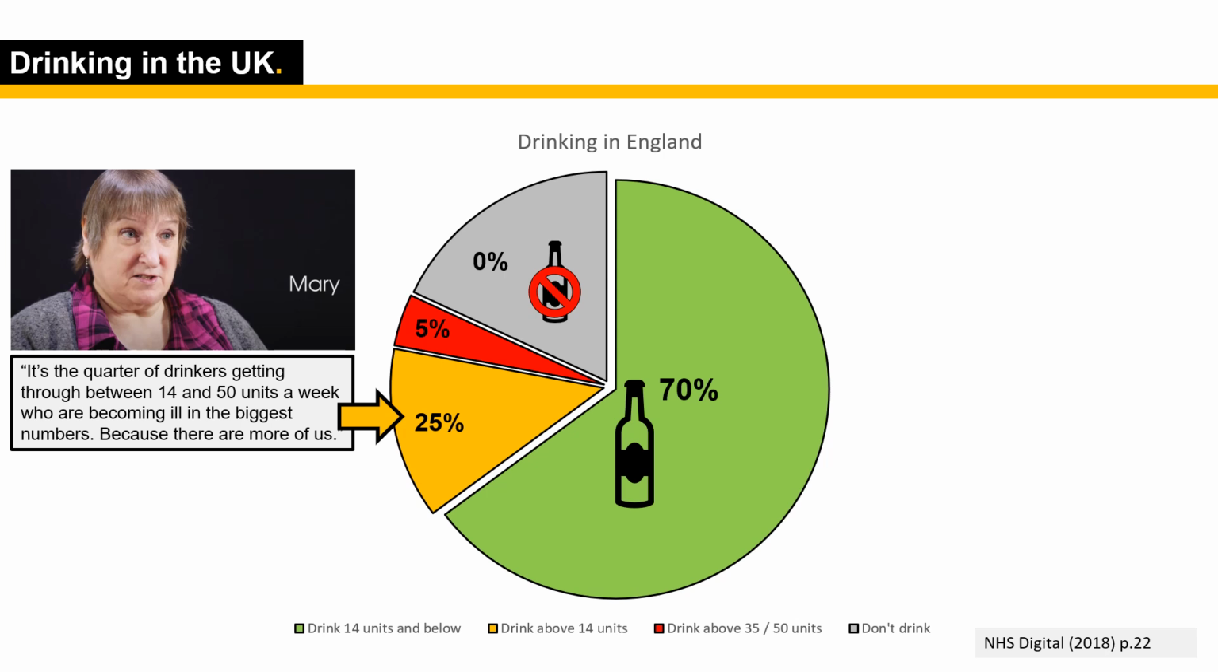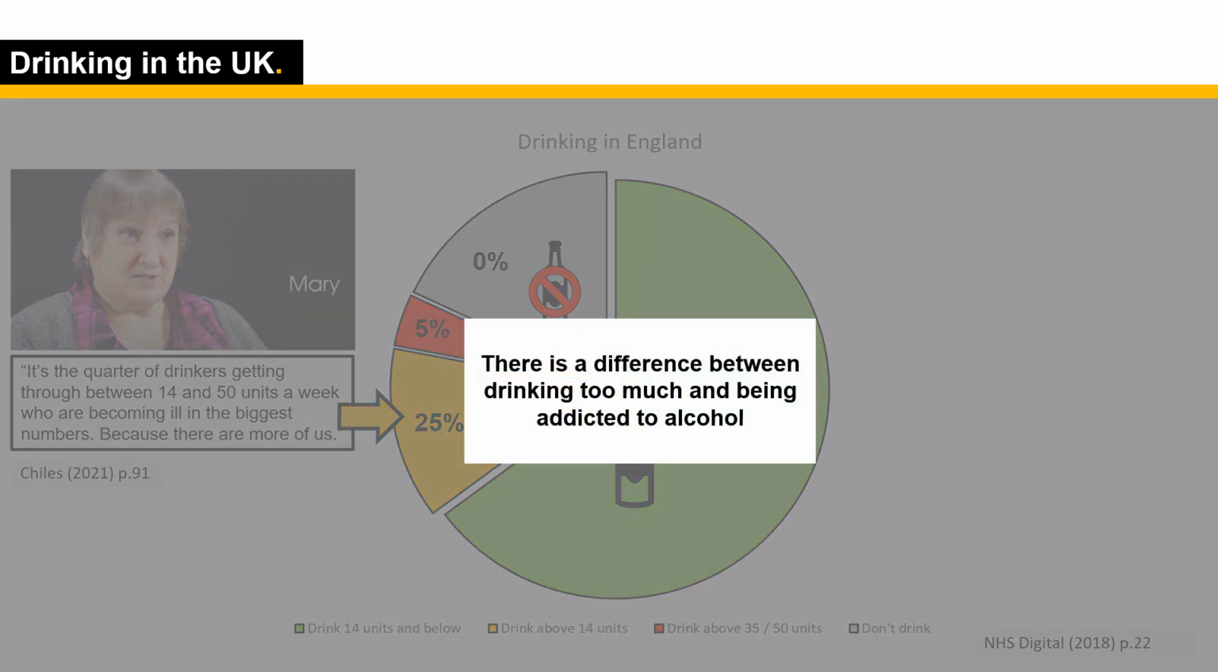Now the most serious harm is still that minority, that 5%, the red part of the pie chart. There's just a lot fewer people there. And that's really interesting, because there is a difference between drinking too much and being addicted to alcohol. You can drink too much and not be addicted, and we're going to explore addiction a bit later on.